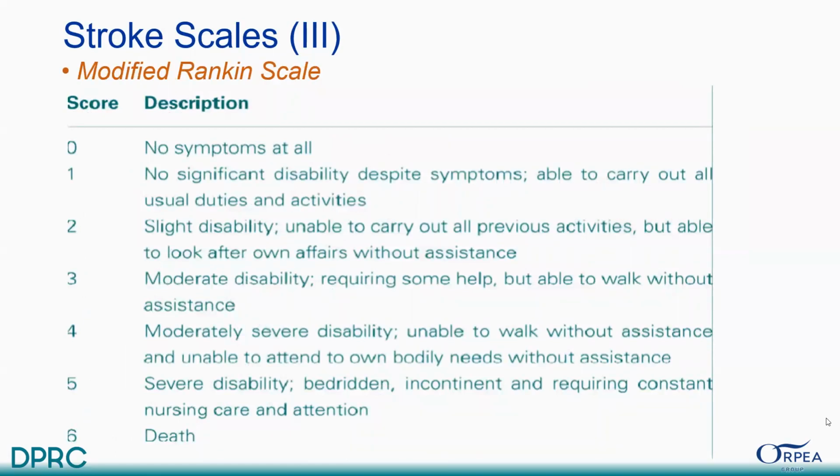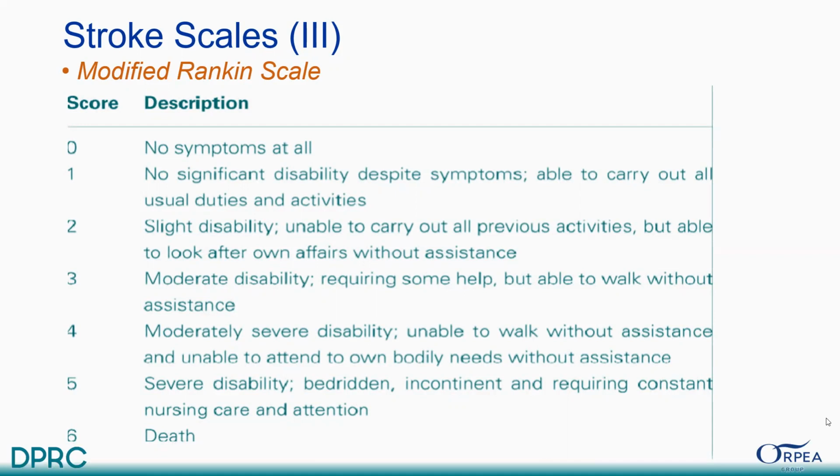Here is another scale we can use, the modified Rankin scale. Zero means no symptoms at all. One means no significant disability despite symptoms, able to carry out all usual duties and activities. Two means slight disability, unable to carry out all previous activities but able to look after own affairs without assistance. Three means moderate disability requiring some help, but able to walk without assistance.